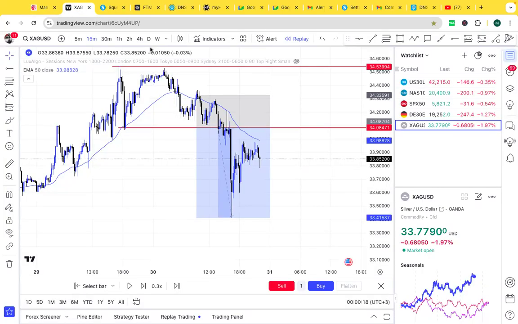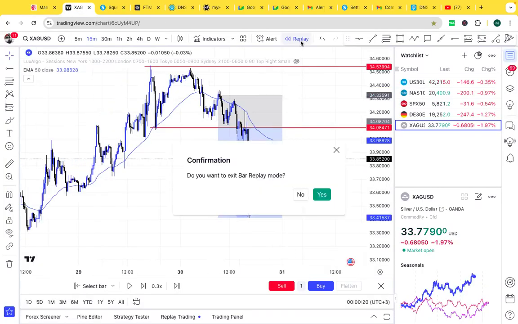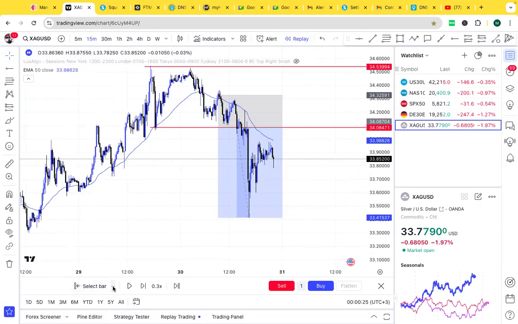If we go back to TradingView, it is still the same case. I will just get back my bar so that you can see how we usually take these signals.